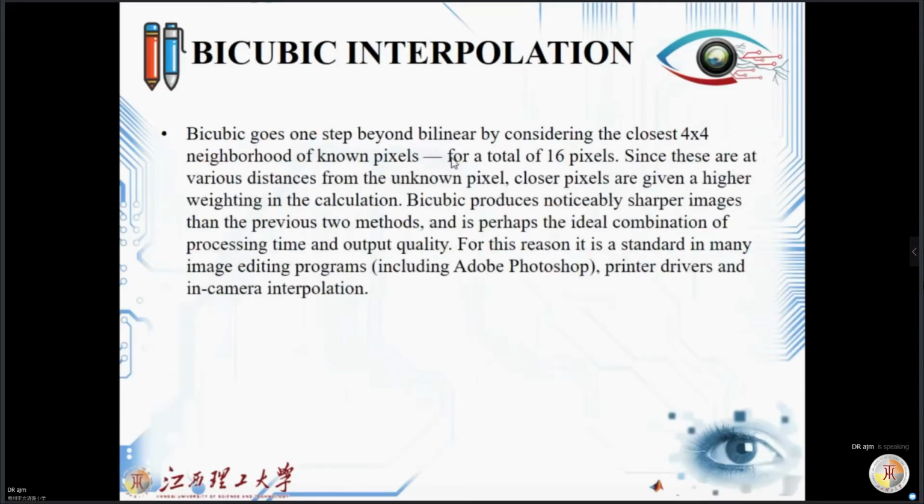And bicubic interpolation goes one step beyond bilinear by considering the closest 4 by 4 neighborhood of known pixels, for a total of 16 pixels. That means that in bicubic you have 16 pixels. Okay, and since these are at various distances from the unknown pixel, closer pixels are given higher weightage in the calculation. Bicubic produces a notably sharper image than the previous 2 methods, and it's perhaps the ideal combination of processing time and output quality. For this reason, it's a standard in many image editors, something like Adobe Photoshop. They try to use bicubic interpolation.